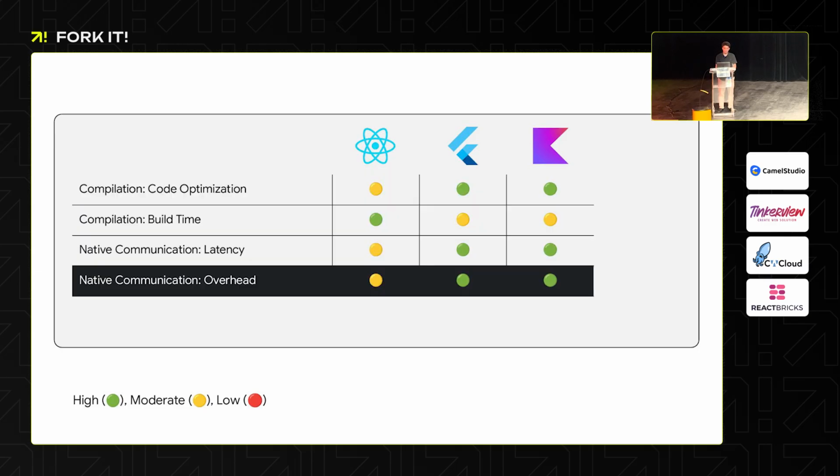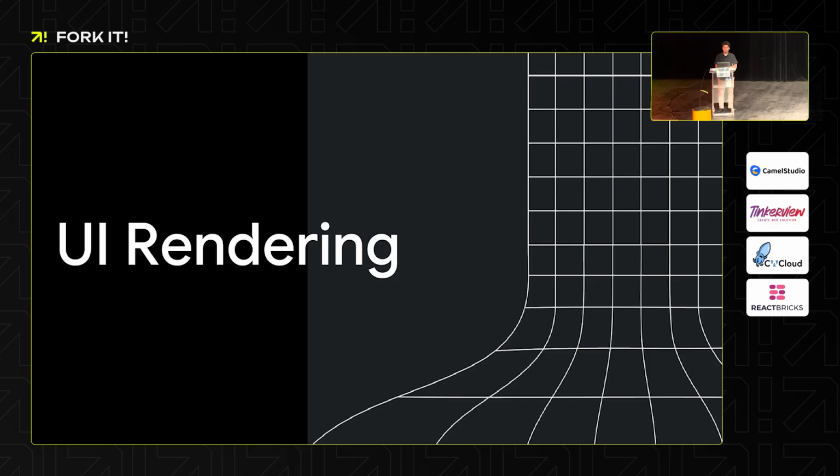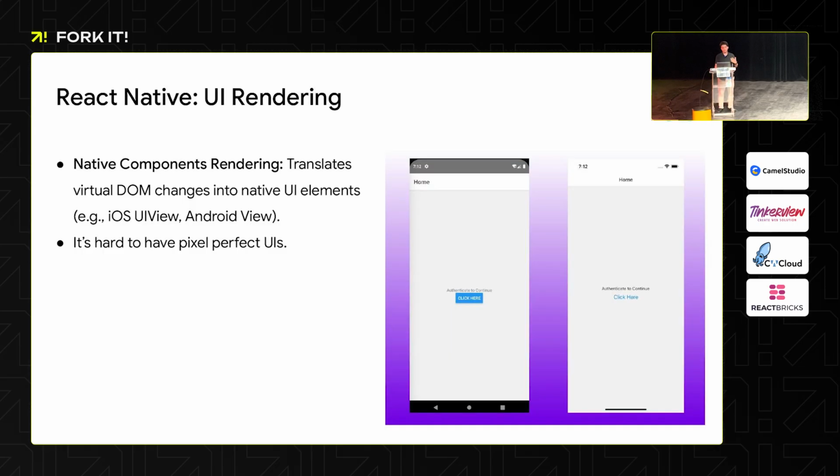Okay, now last thing, we are going to talk about UI rendering. So we've talked about compilation and native calls. So the last thing is UI rendering, how each framework is rendering the UI. So for React Native, it has this native look and feel. As you can see here, the components are not the same. If you have a button in React Native, it's going to be transformed to a native UI element on each side. So the UI components, the look and feel will be native for React Native apps.